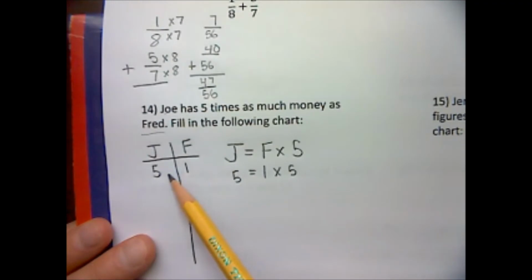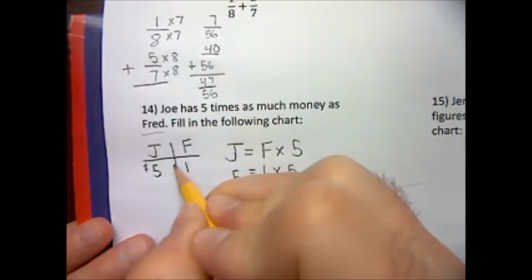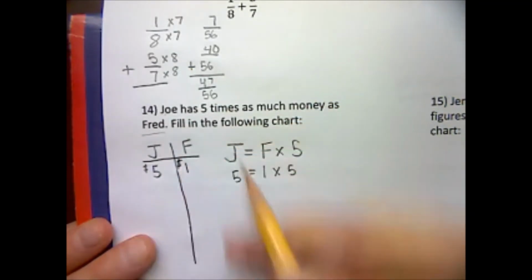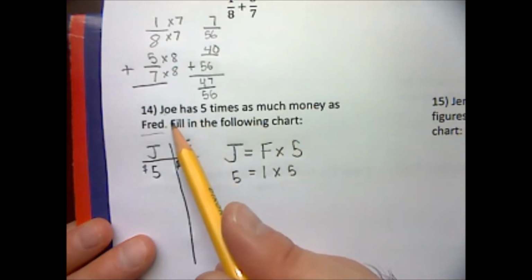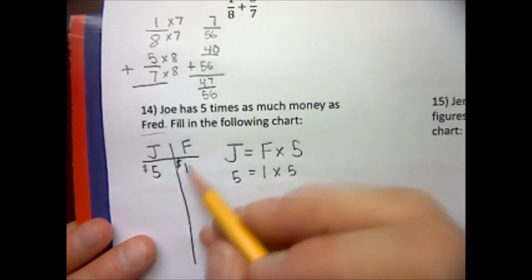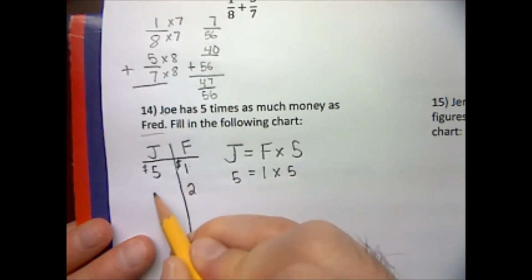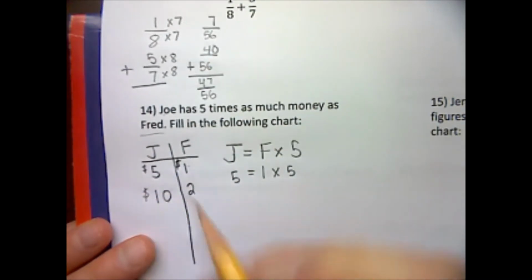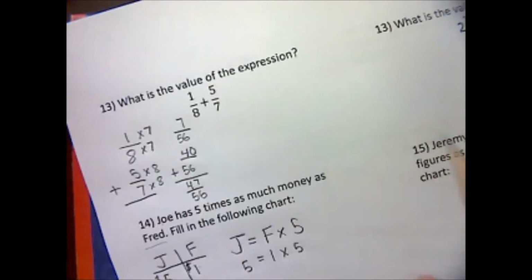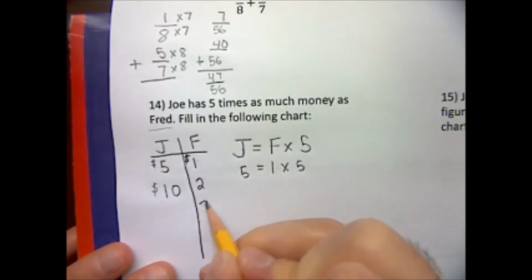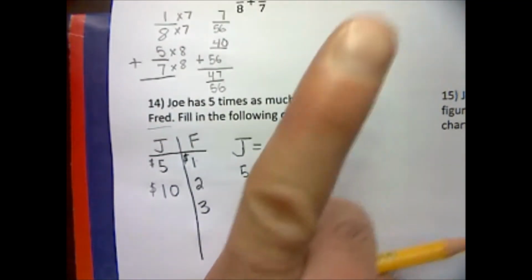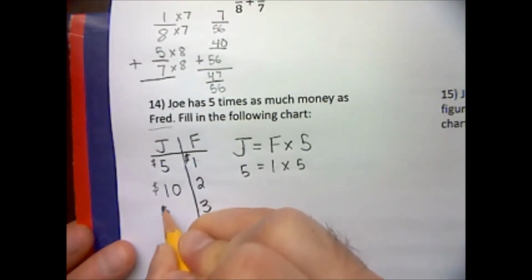Okay, is this statement true? I guess I can put a dollar sign right here, label it. If Fred has $1, how much does Joe have? $5. Is that 5 times as much as this? Yes, it is. So let's try some more numbers. Try 2. 2 times 5, that would be 10. Okay, I want you guys to do this one. 3. 3 times 5, call it out when I point. It's 15.